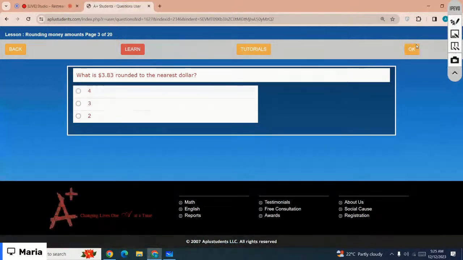Okay, what is 3.83 rounded to the nearest dollar? Okay, think and then answer. Take your time, think and then answer. Very good. That is rounded off to $4. 3.83 is rounded off to $4.